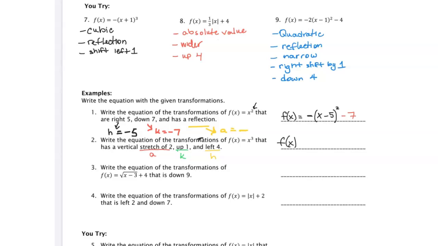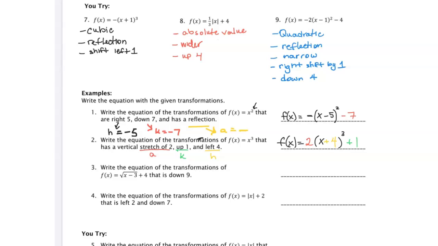F of x equals, we're going to have, of course, our x, and we'll have our cubed. That a being a stretch of 2, a comes in the front, so 2 in the front. We have up 1, k goes at the end, and up 1 means that we're going to add 1. And then our left 4 means that we are going to have a plus 4 inside, because whenever we have a plus h, that means that we've moved left, so plus 4.